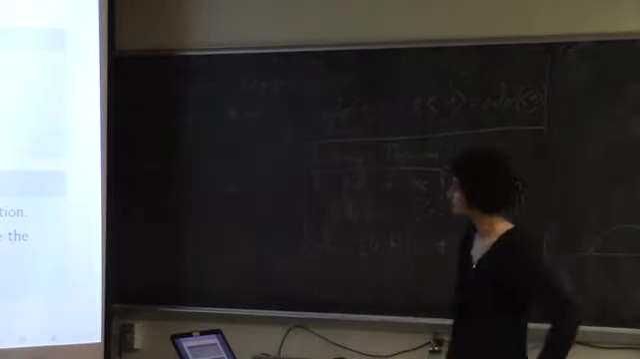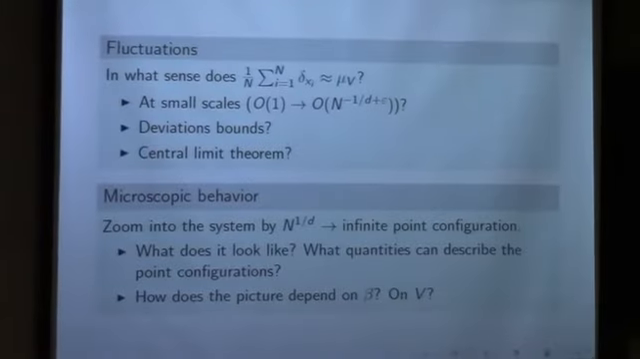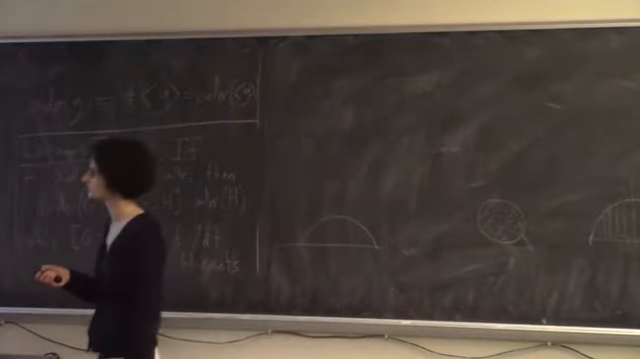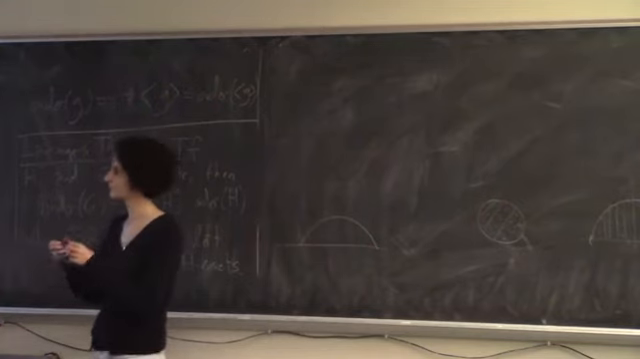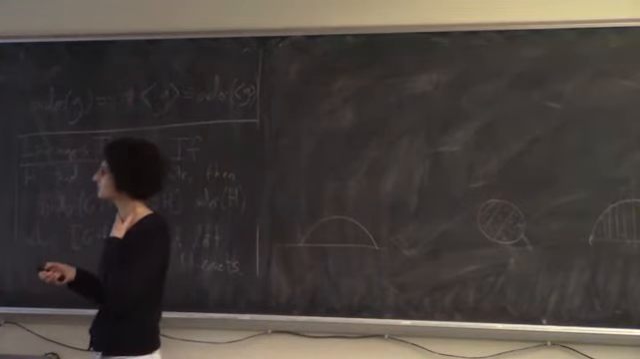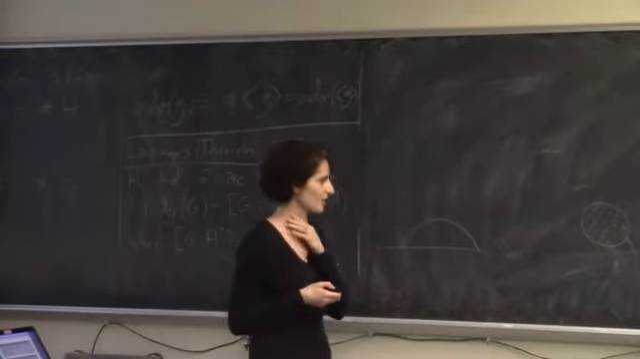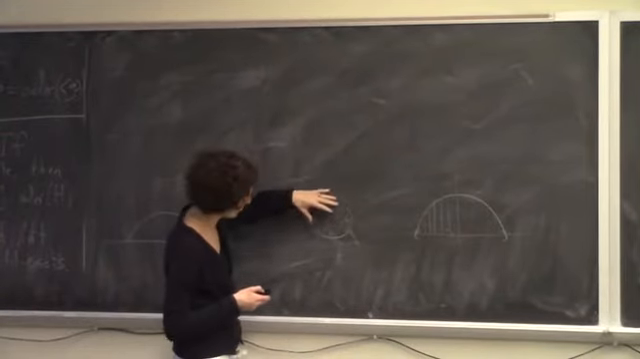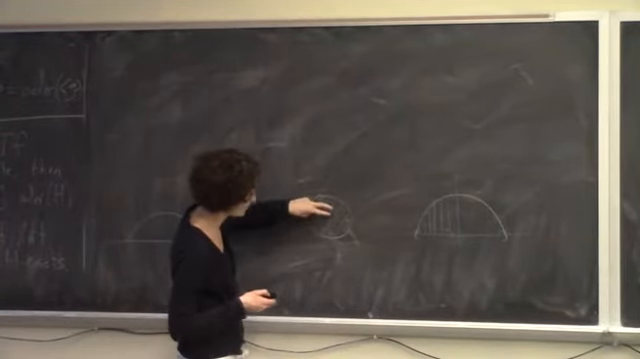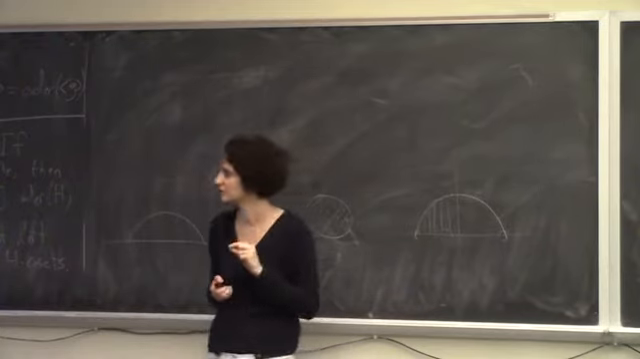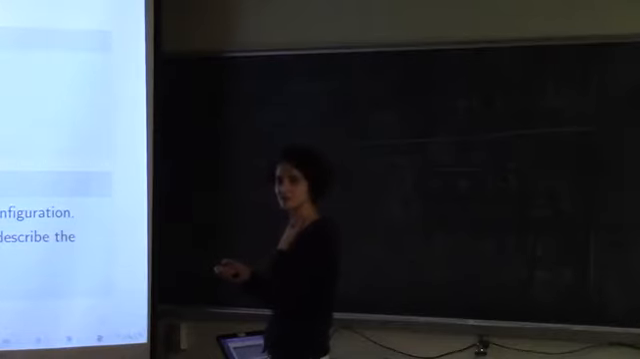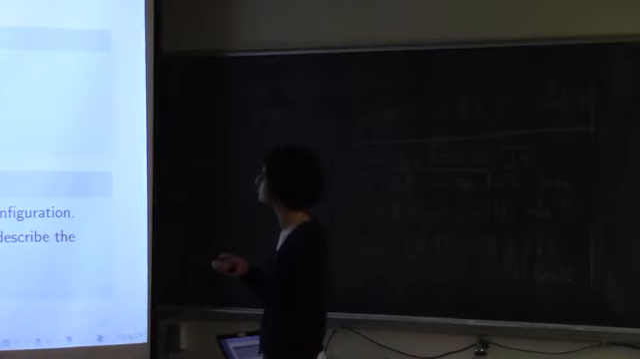Okay, so the type of questions we want to ask precisely: in what sense do you approach the equilibrium measure? Is it true at small scales, from macro scale to micro scale? The smallest scale that you can look at is n to the power -1 over dimension. If you have n particles in a box of size 1, the typical interparticle distance that you expect is n to the -1 over d. So we'd like to go down to these levels, n to the -1 over d, maybe plus epsilon.